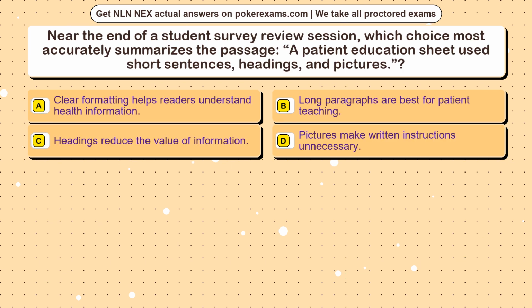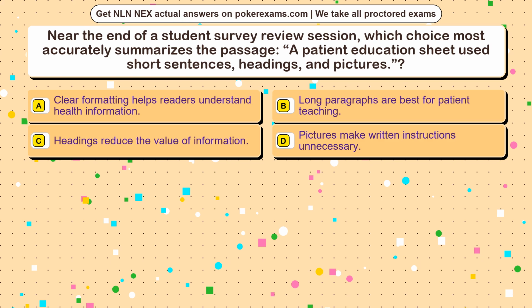Question 19. Near the end of a student survey review session, which choice most accurately summarizes the passage? A patient education sheet used short sentences, headings, and pictures. Option A. Clear formatting helps readers understand health information. Option B. Long paragraphs are best for patient teaching. Option C. Headings reduce the value of information. Option D. Pictures make written instructions unnecessary.